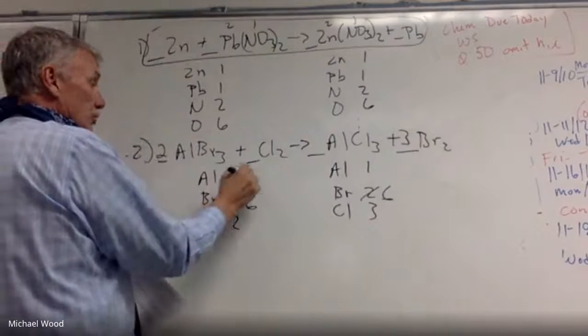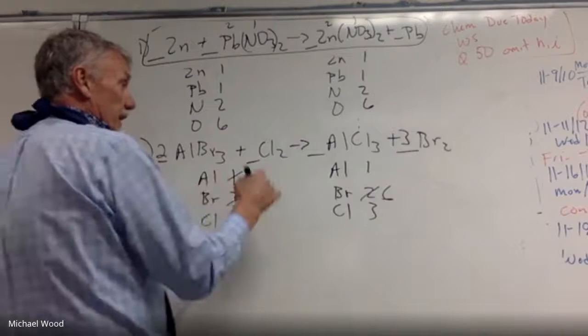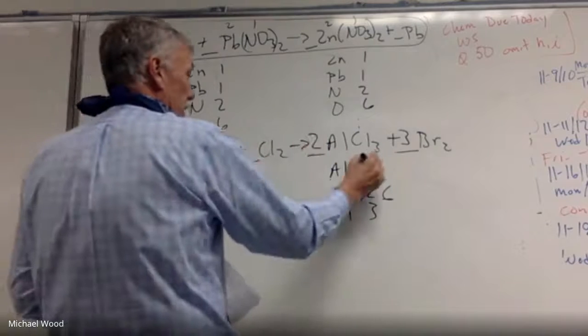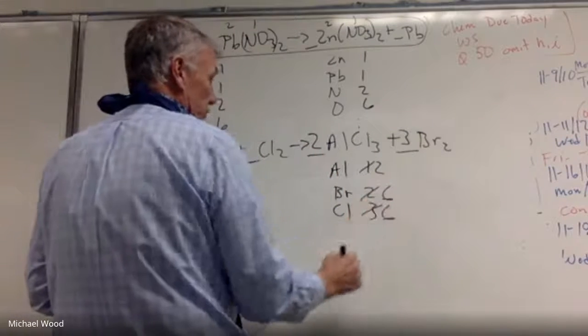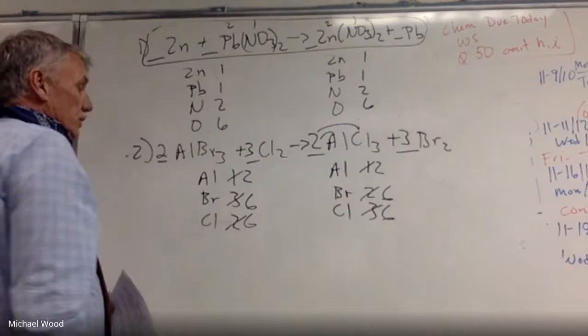But that made 2 aluminums here. So I'm going to go back, and now I've got bromine balanced, but I've thrown aluminum out of balance. So I'm going to put a 2 there. Now I get 2 aluminums, but now I've got 6 chlorines. Remember, this distributes. So if I put a 3 there, I have 6 chlorines.